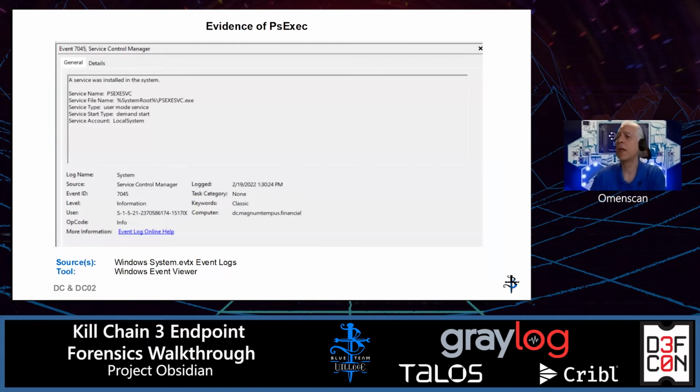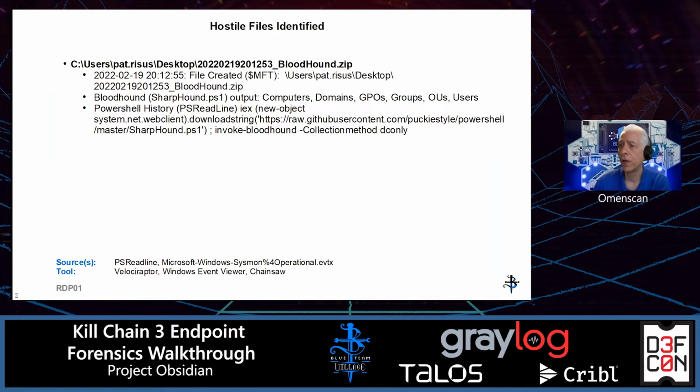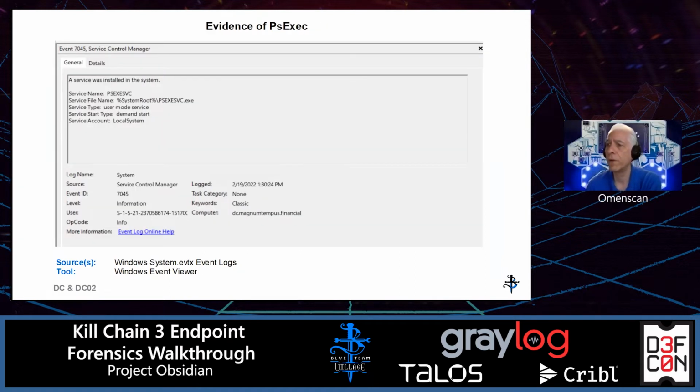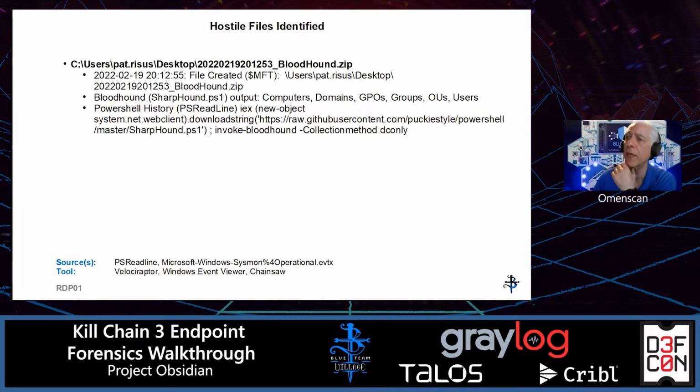So let's see the first piece of evidence that we notice in this environment. One of the things that we look at very often when we're looking at a possibly compromised environment is the 7045 message. And this one does not disappoint on the domain controller, dc.magnumtempest.financial. We see PSExec being run on that machine via the PSExec service. Furthermore, we don't see any additional 7045 messages, but this is something that we'll keep in mind as we look more at the data.